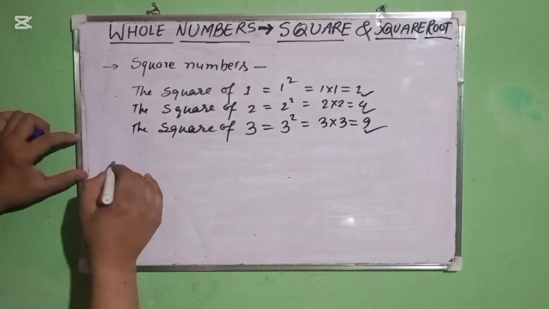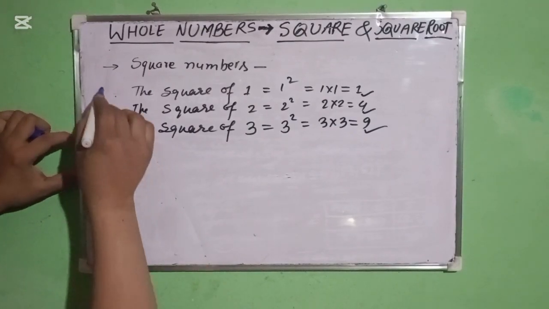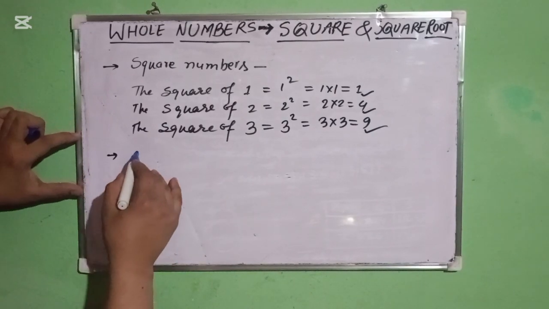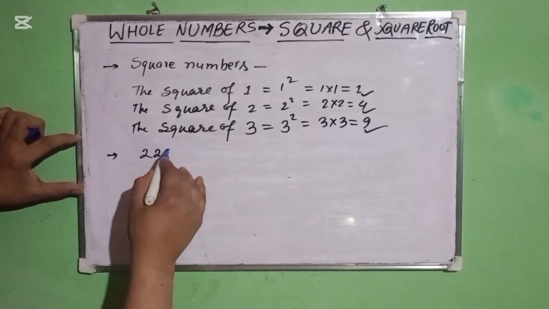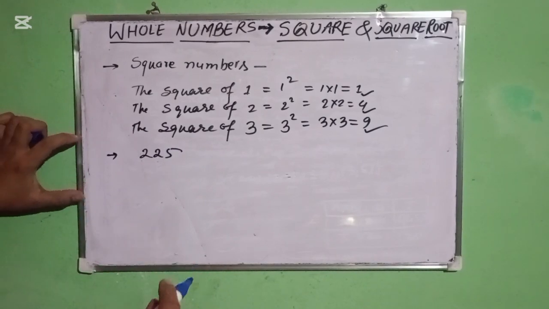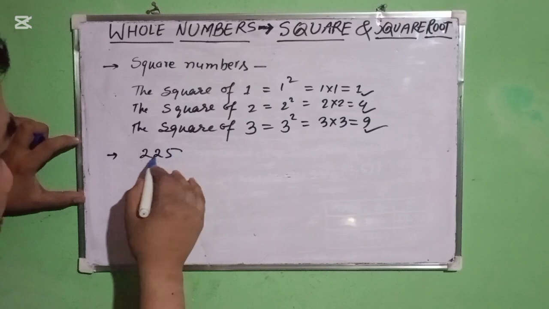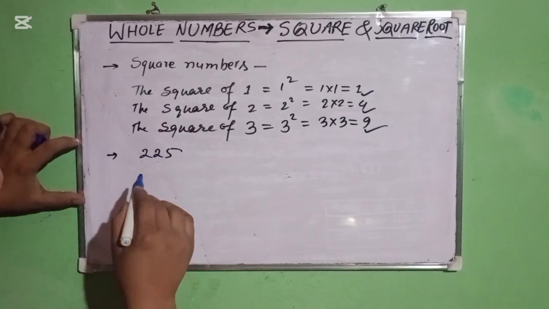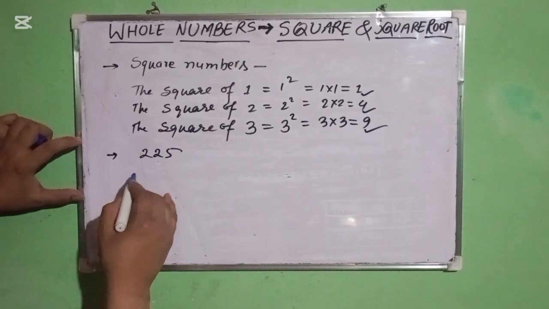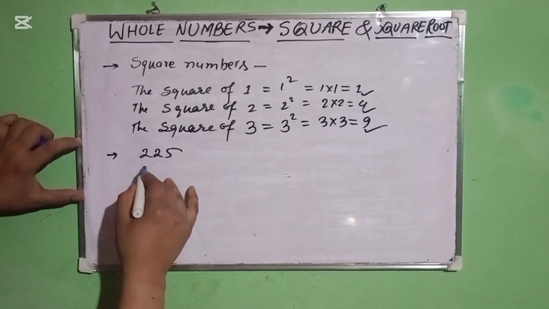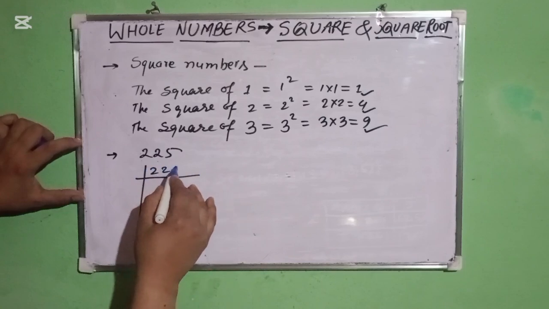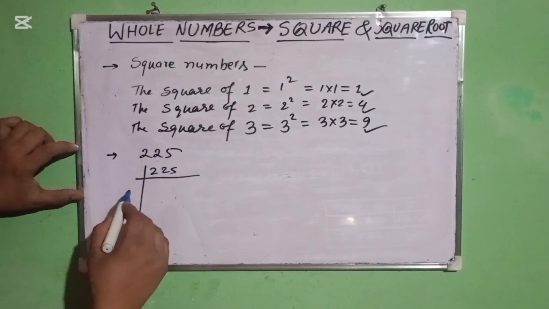Now look here, children. Suppose there is given 225, okay? And when it is asked to find the square root of 225, we can do this in two ways here, okay? First one is prime factorization, okay? We have to do prime factorization at the side like this, okay? 225. And let's factorize this.